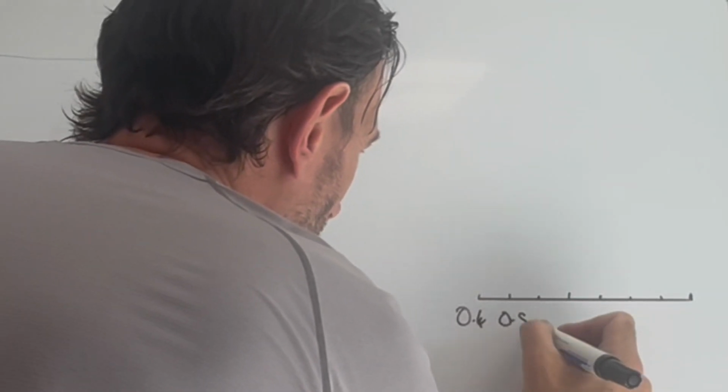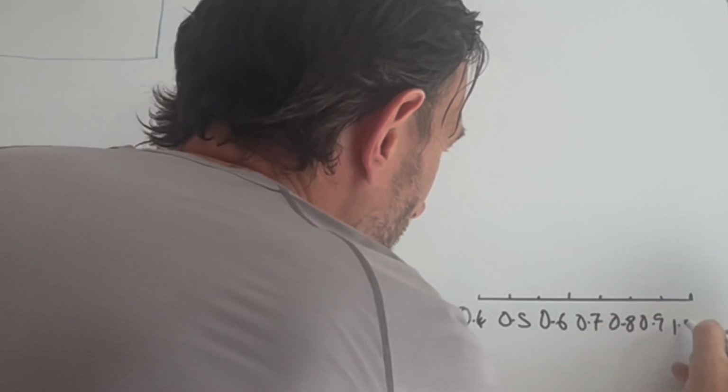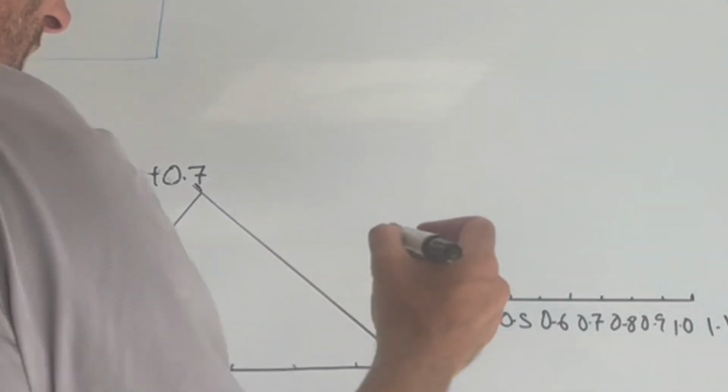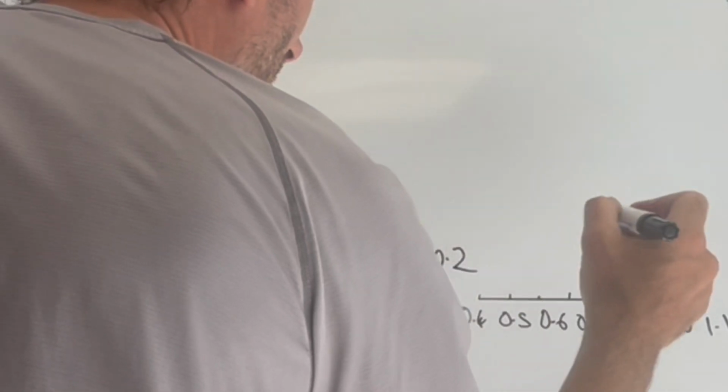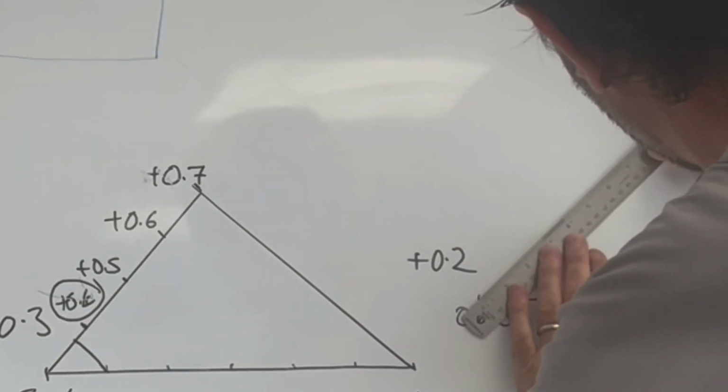0.4, 0.5, 0.6, 0.7, 0.8, 0.9 and 1.1 there. Sorry, it's all a bit crammed in. It'll still work. And plus 0.2 and plus 0.7 on the top there. So there's 5 of those. 5 inches for the win.